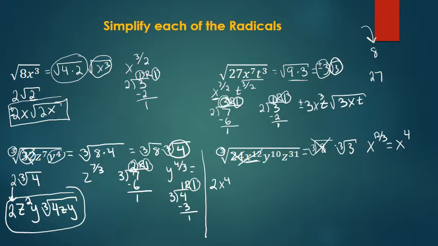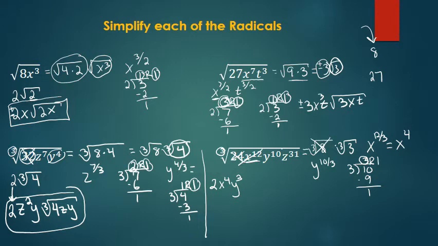Okay, the next one I have to do is my y. So I get y to the 10 over 3. Well, 3 goes into 10 3 times. 3 times 3 is 9. Subtract those, and I get a remainder of 1. So now on the outside, I have y to the 3, but I need to not forget the remainder. That's going to ultimately end up under my root.